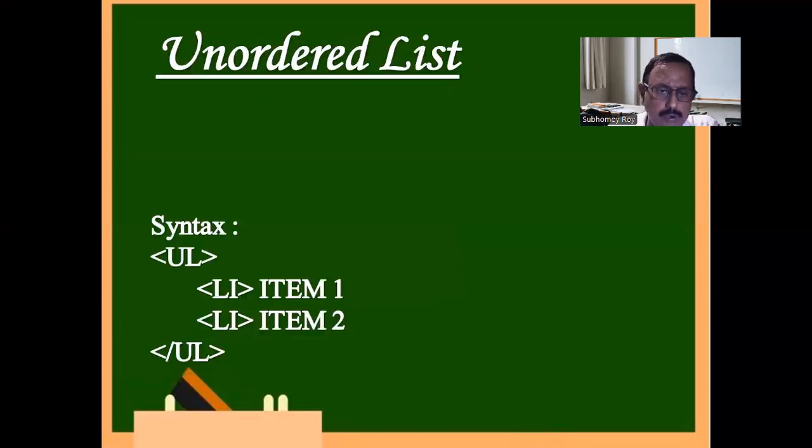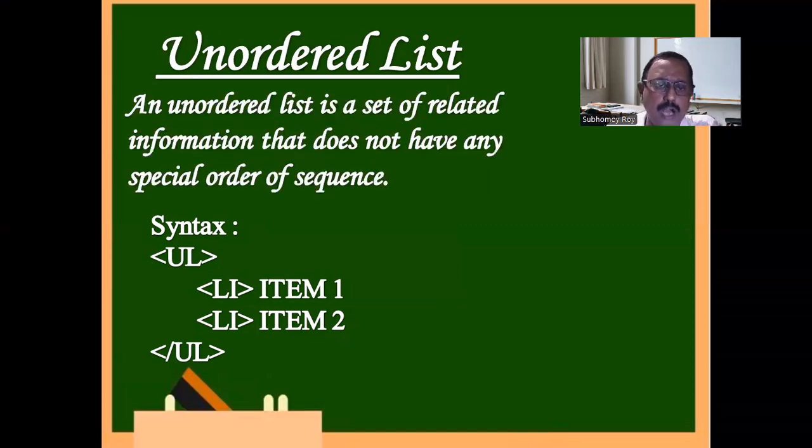Next one is unordered list. Syntax, you can see unordered list. An unordered list is a set of relevant information that does not have any special order or sequence. Which tag is used? This is important. UL tag, you can see the syntax UL tag followed by li tag. Now li tag is actually an empty tag.